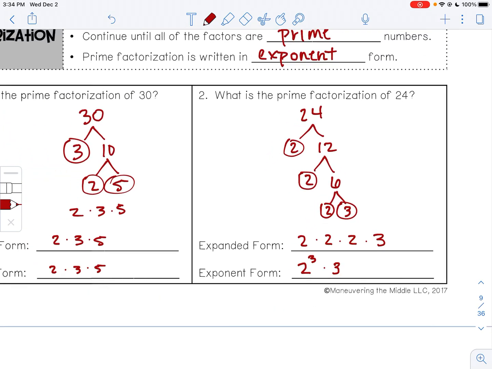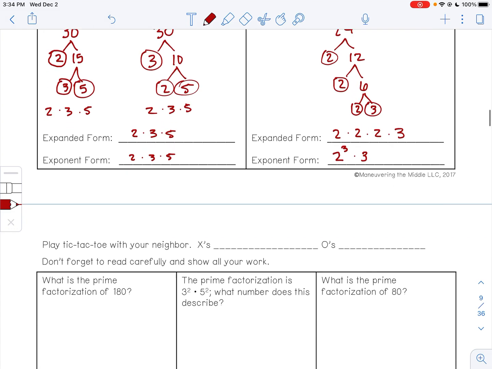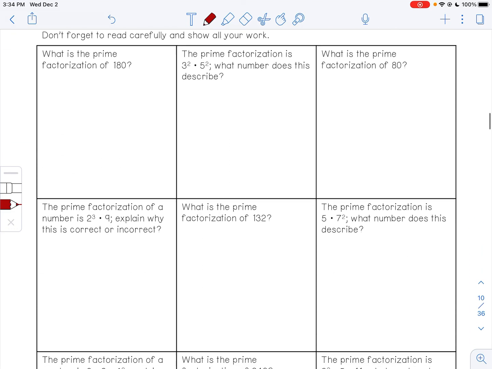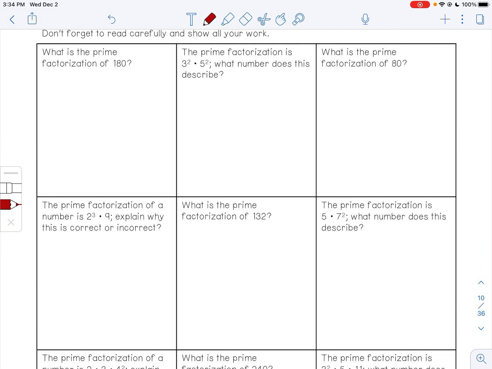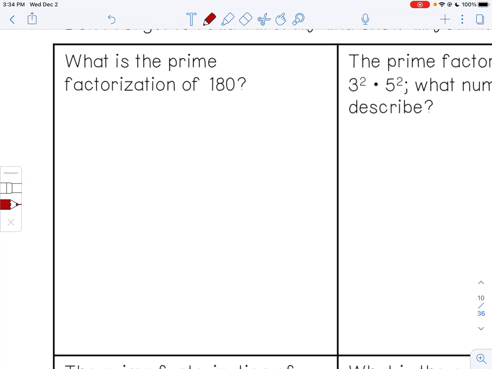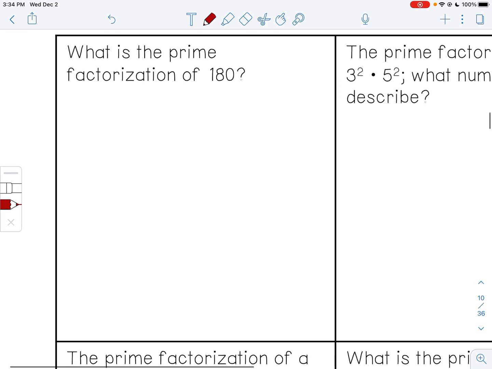We are going to do some more questions on the back. So go ahead and either scroll down or flip over. Do what you need to do. Okay? And what I would like for you to do is pause the video and try what is the prime factorization of 180. And once you finish, unpause and see if you get the correct answer.